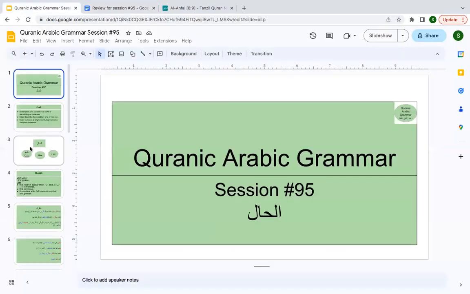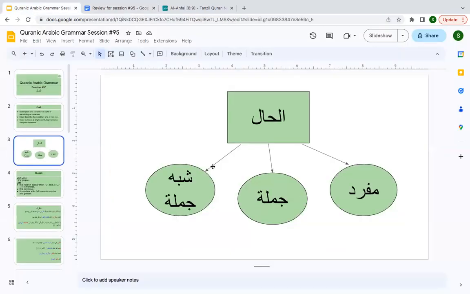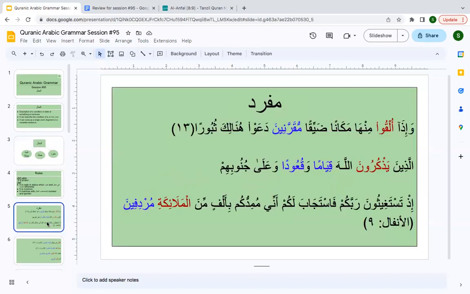Okay, so as we have learned in our last class, al-hal can be a mufrad ism, and we have gone over the examples. It can be a whole sentence. It can be a shibh jumla. When we were learning about al-hal as a mufrad ism, we saw one shibh jumla here. Allazina yazkuruna Allah qiyaman wa qu'udan wa ala junubihim. So wa ala junubihim, what is it answering? Those who remember Allah standing and sitting and on their sides. Is it describing how they remember Allah subhanahu wa ta'ala?